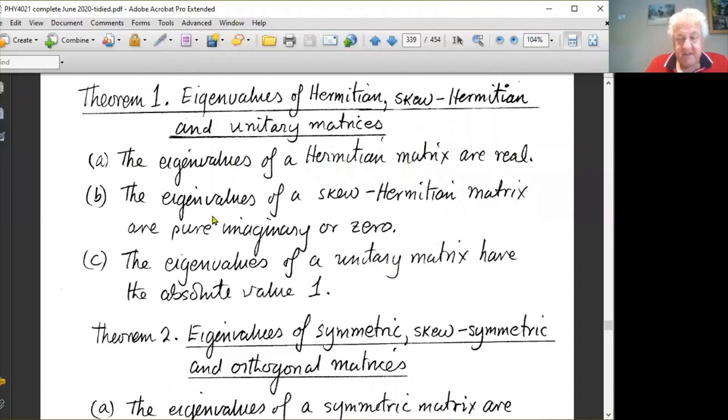The eigenvalues of a skew-Hermitian matrix are pure imaginary or zero. The eigenvalues of a unitary matrix have absolute value 1. Again, they may be complex, but their absolute value should be 1. This is repeating what we said earlier, or at least it parallels what we said about the determinant of unitary matrices. Again, the eigenvalues follow the same pattern as the determinant.